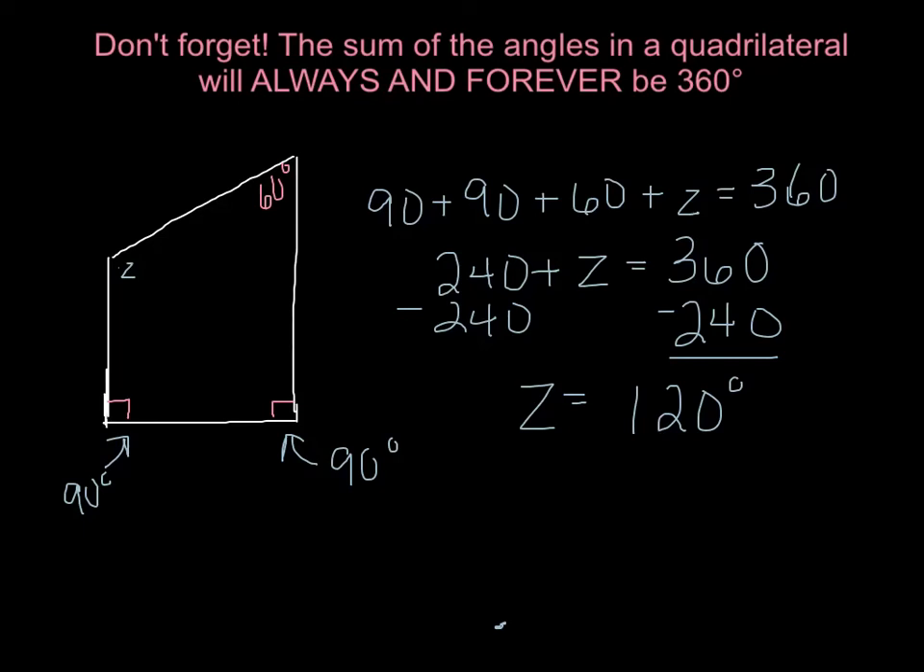Now you may have noticed that I did this one a little differently because I subtracted the 240 from both sides by isolating the variable. But really, if you're thinking of 240 plus Z equals 360, you just have to think 240 plus what equals 360, and you can figure that out by subtracting. So when you have a problem like this, you always just solve it by subtracting.